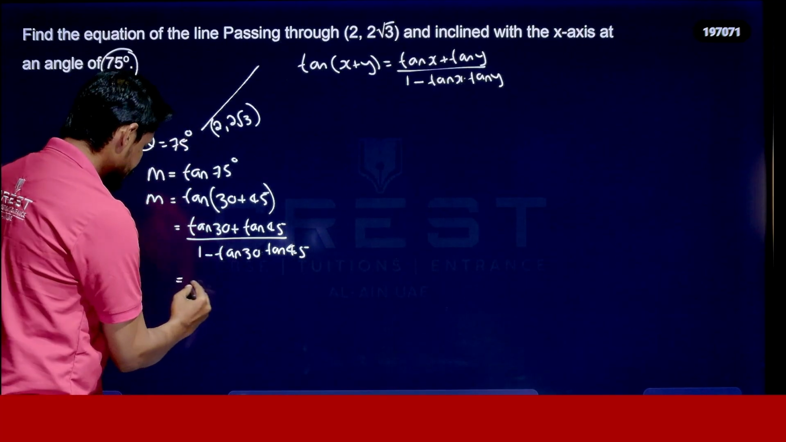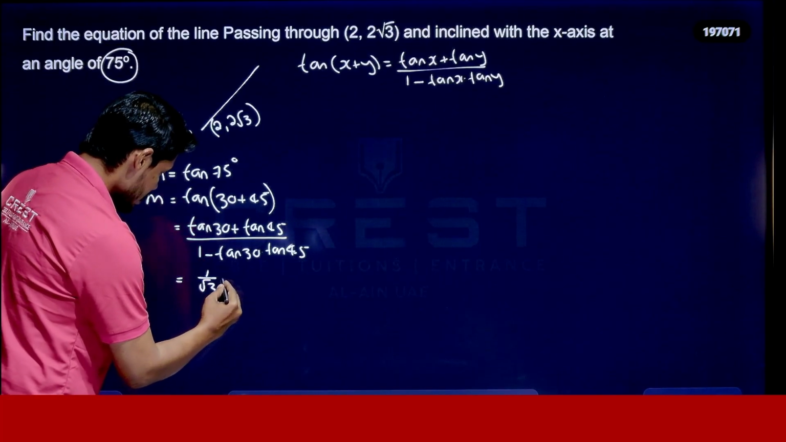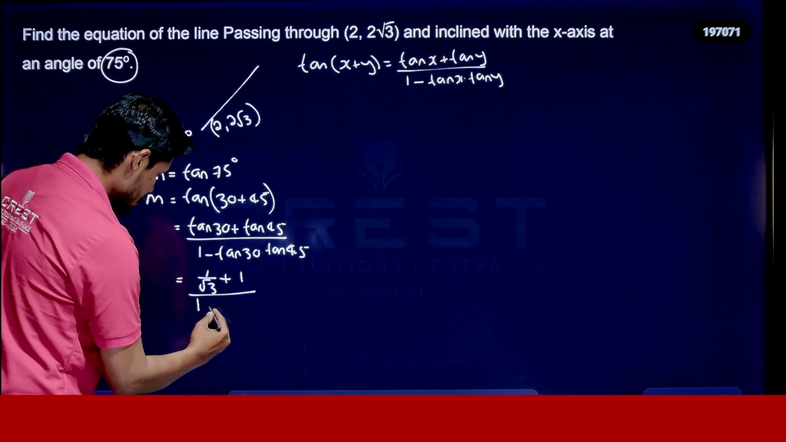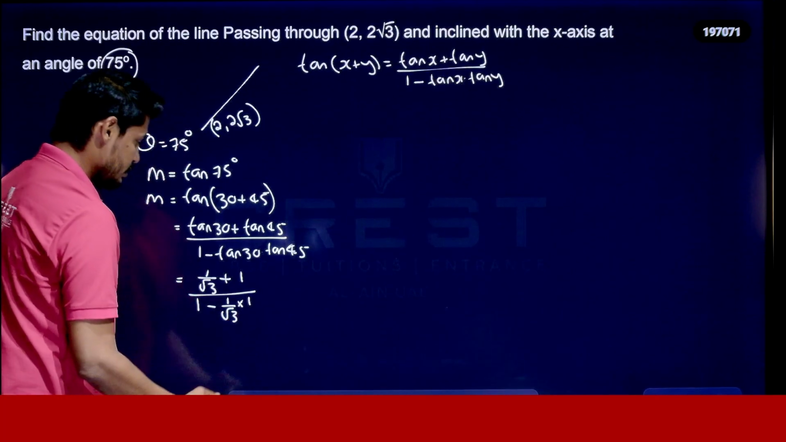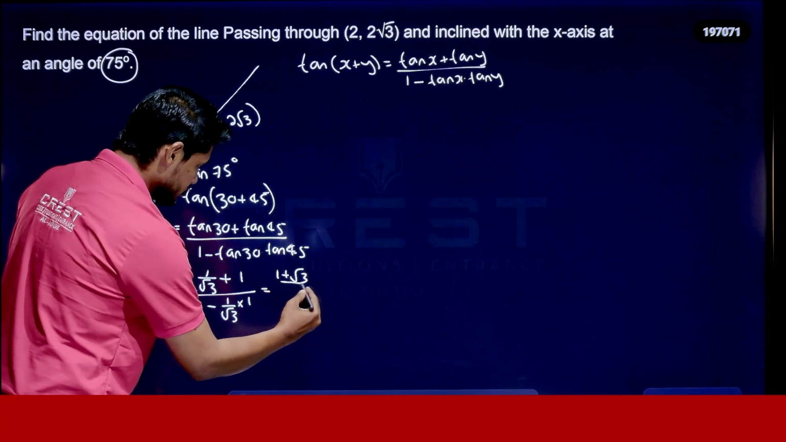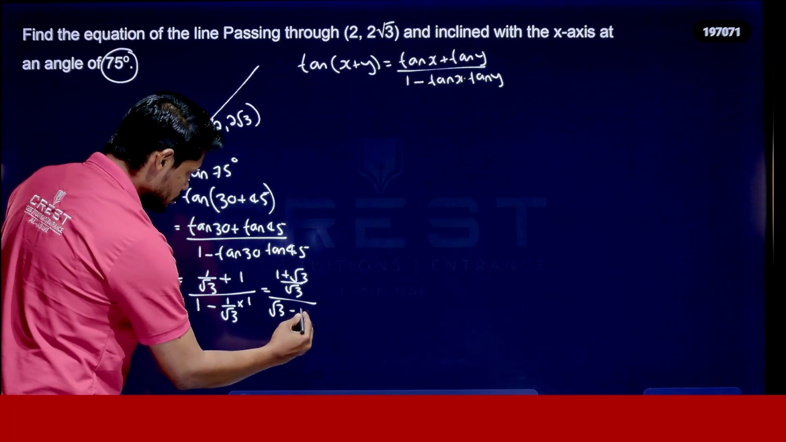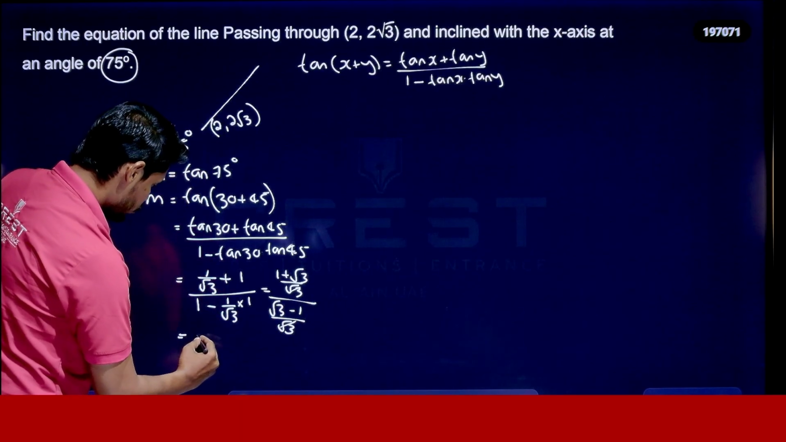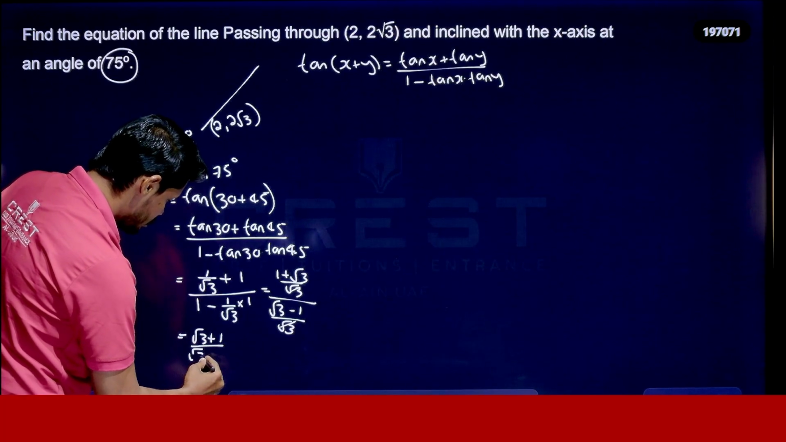So what is the value of tan 30? It is a basic angle. The answer is 1 by root 3. And what about tan 45? Tan 45 is always 1. Divided by 1 minus, again tan 30 is 1 by root 3 into tan 45 is 1. When you cross multiply, you will get 1 plus root 3 divided by root 3 whole divided by, here also you will get root 3 minus 1 divided by root 3. You can cancel this root 3, you will get root 3 plus 1 divided by root 3 minus 1.